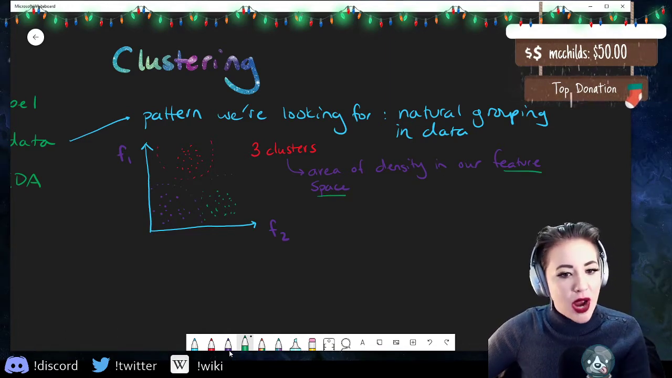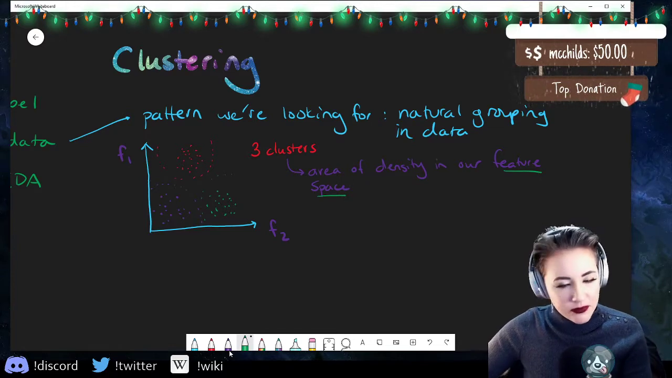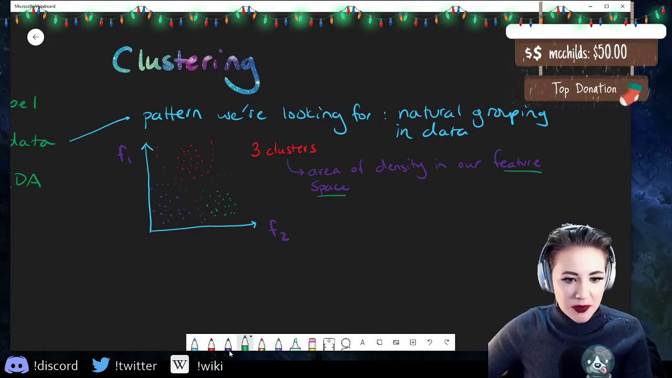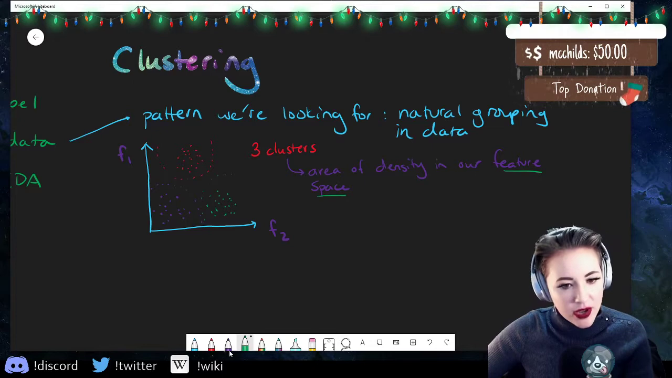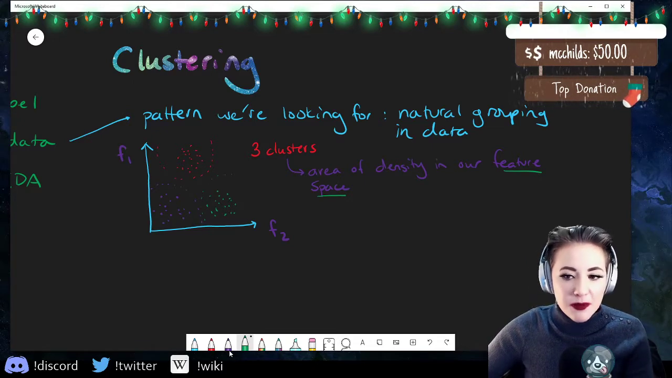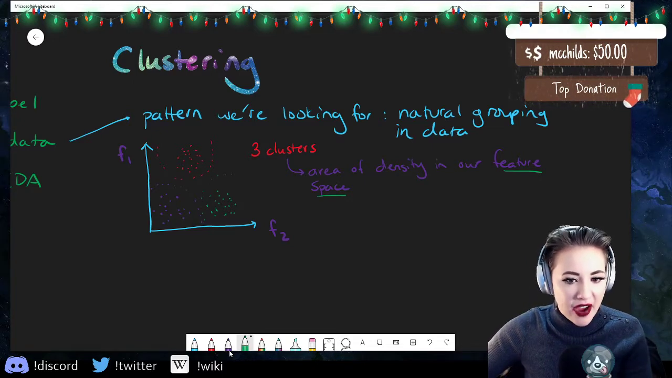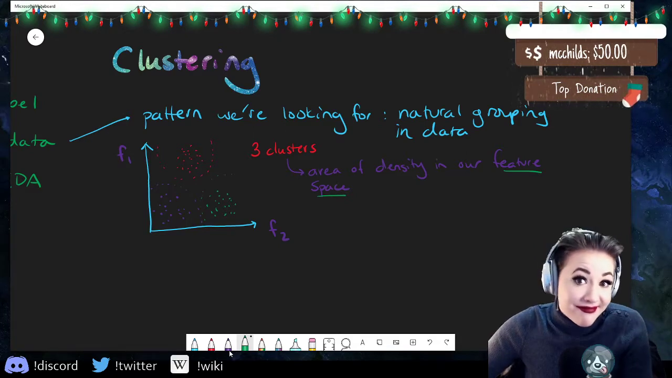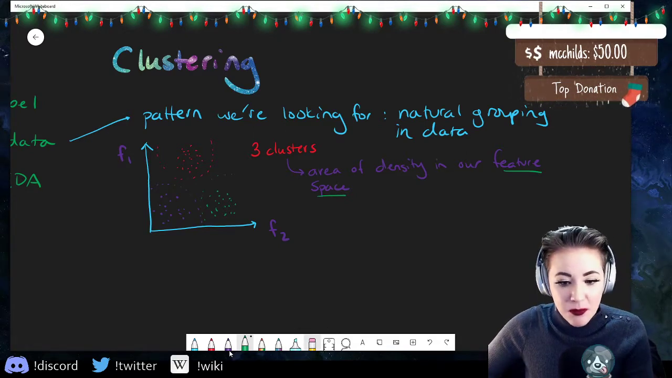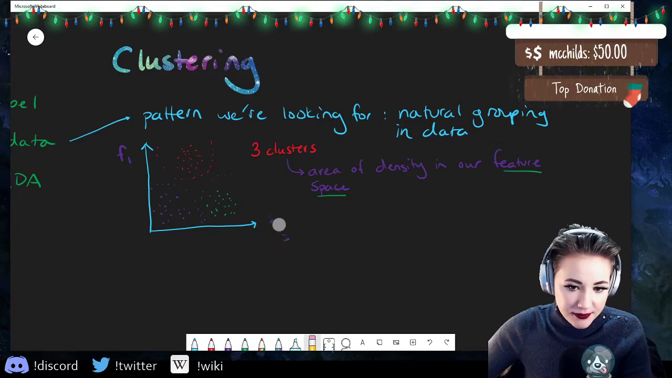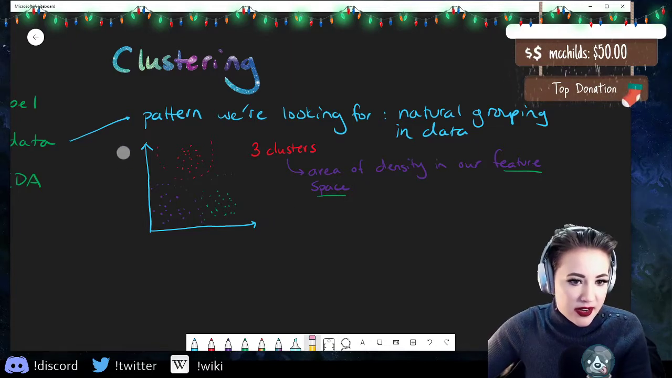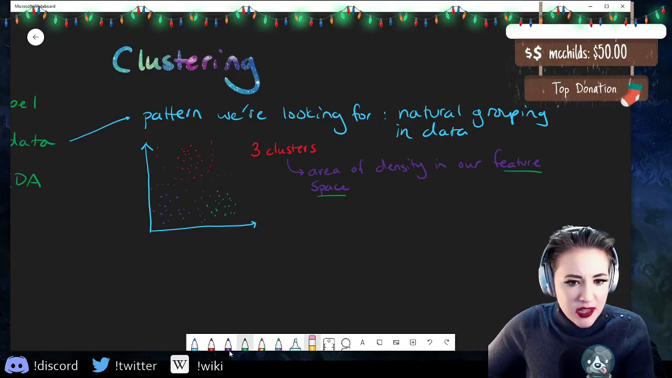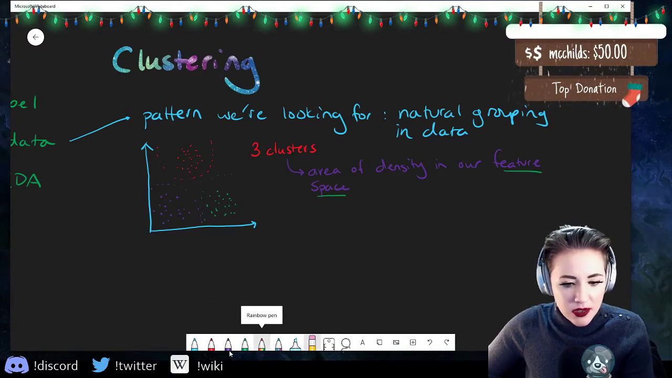All of these graphs that we've been making so far, we've been sticking with two-dimensional because I am not very gifted when it comes to drawing. A feature space is a space defined by features. That's it. So maybe let's be more specific here. Instead of feature one and feature two, let's come up with some features. So now I gotta think on the spot.